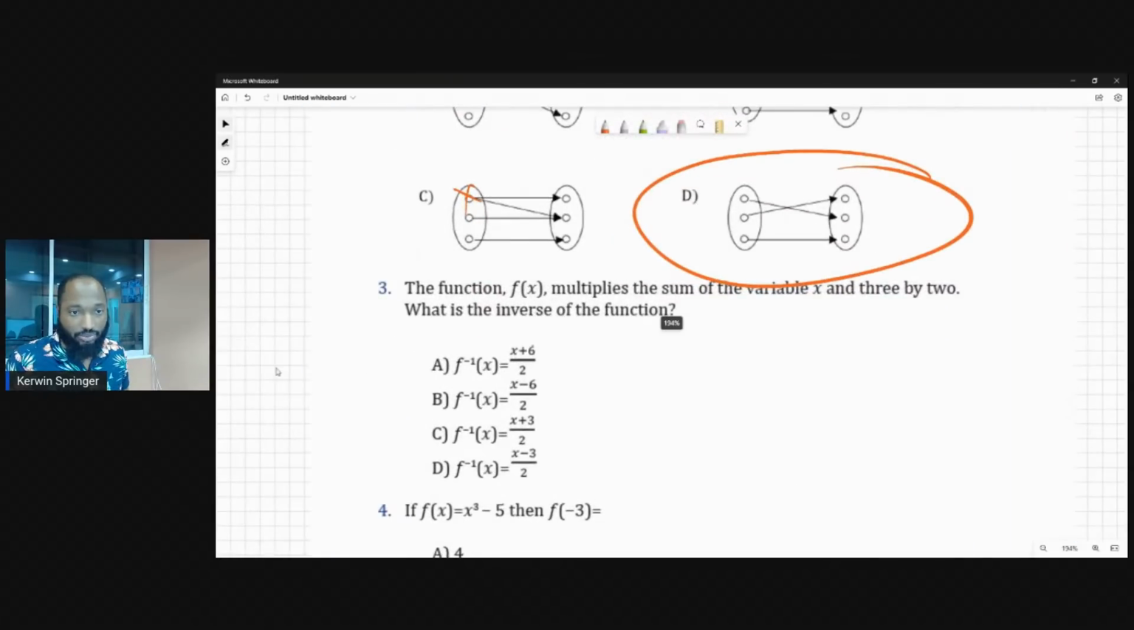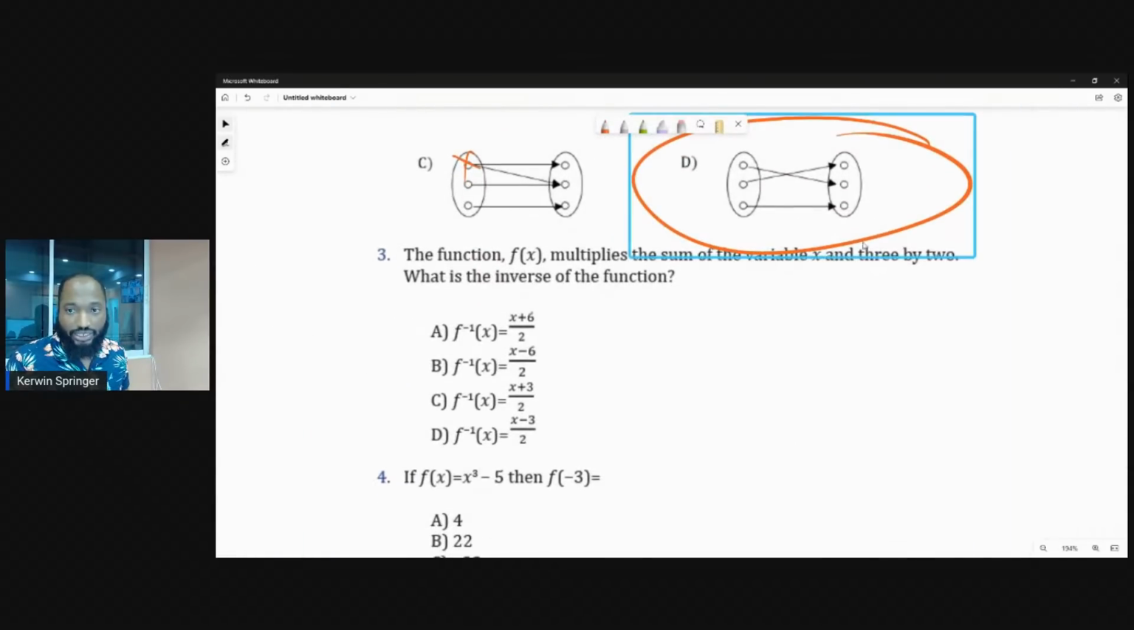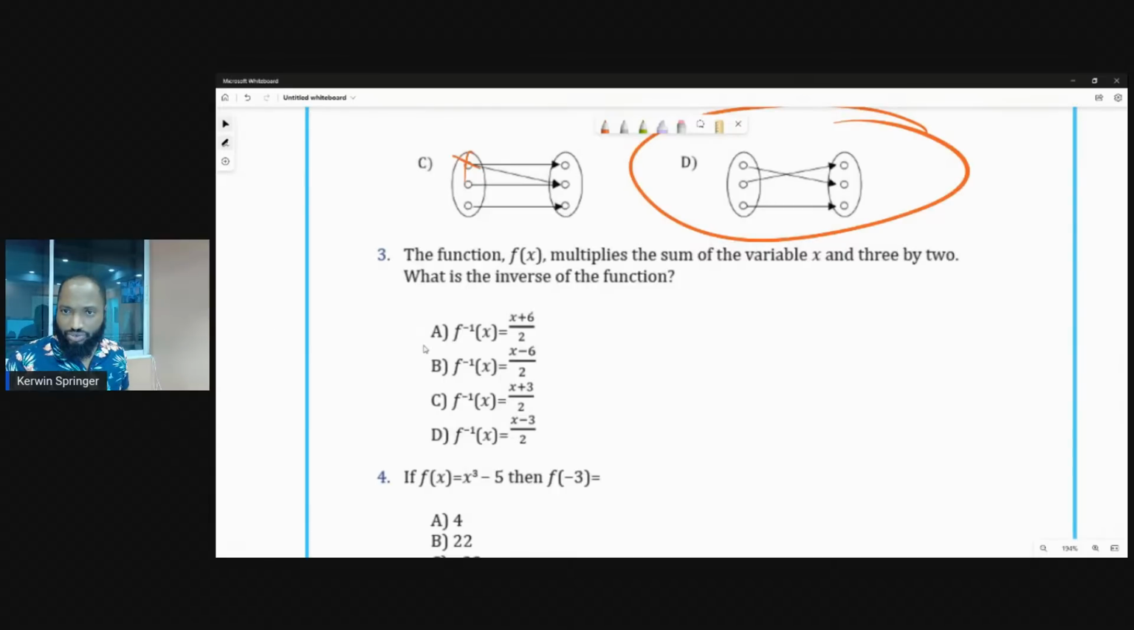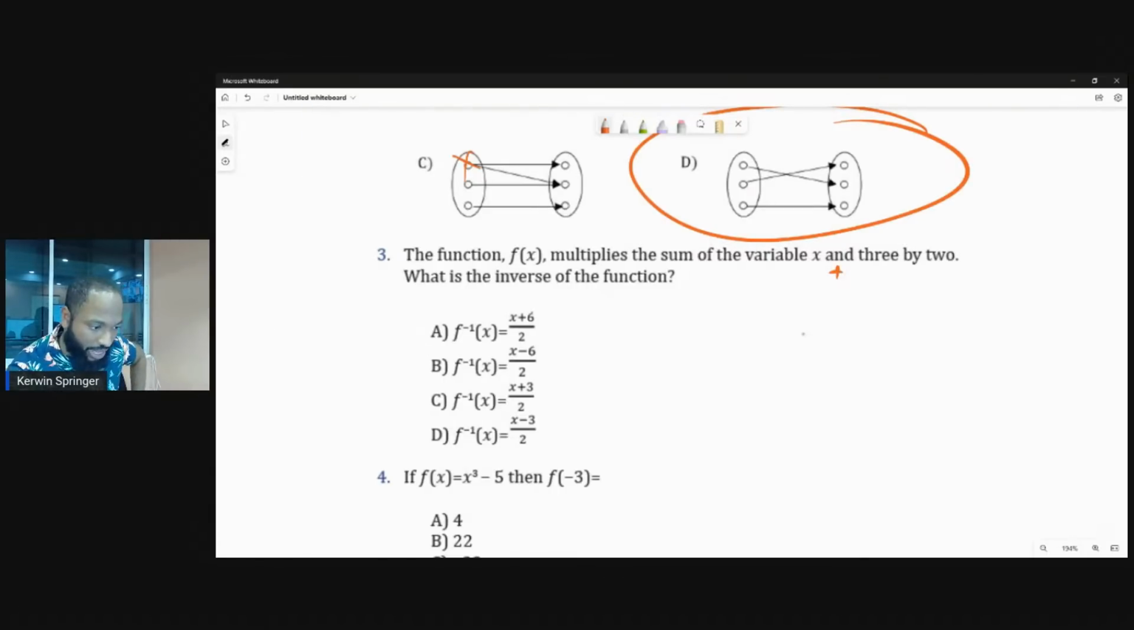The function f of x multiplies the sum of the variable x and 3 by 2. So it multiplies the sum of the variable x and 3 by 2. What is the inverse of the function? So this is f of x. The last thing it did was multiply by 2. So the first thing you need to do is divide by 2.